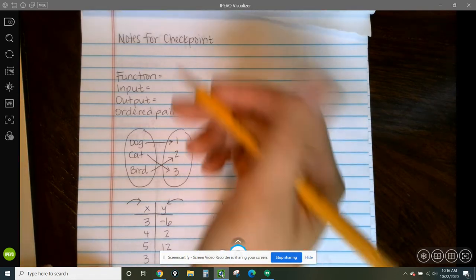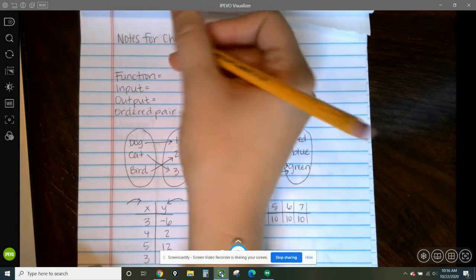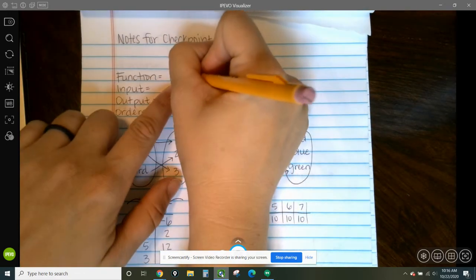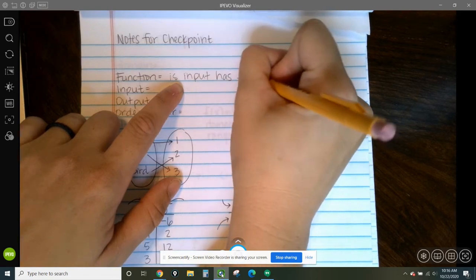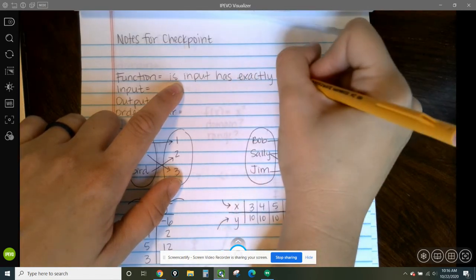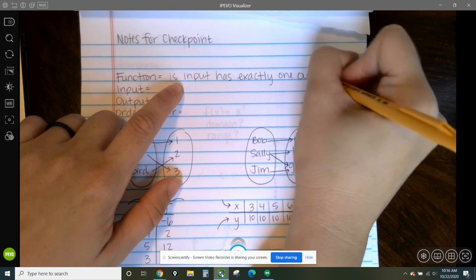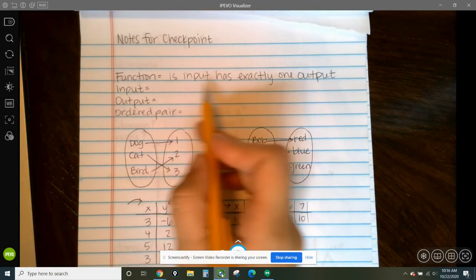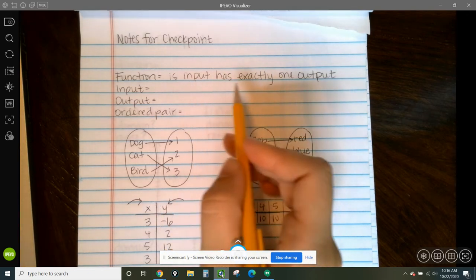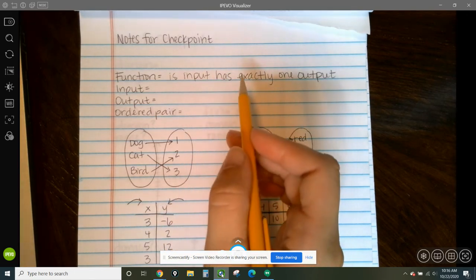Okay, so a function. You should have seen this in the lesson, but a function is: each input has exactly one output. You can pause the video at any time to have enough time to write this down, but you need to write down the definition. Each input has exactly one output.